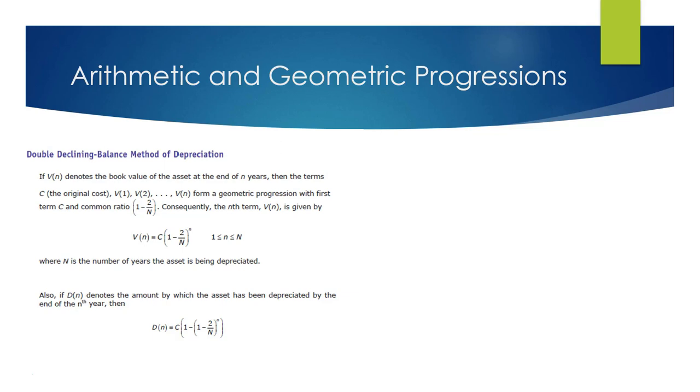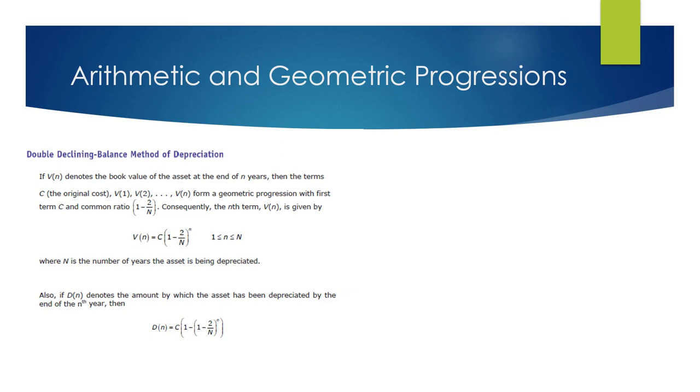So basically the nth term, Vn, is given by this formula. Vn equals C times 1 minus 2 over capital N raised to the n power, where lowercase n is between 1 and capital N. So oftentimes you're going to say we're applying this method for depreciation for X amount of time, and you're going to be looking for the book value at some term between those times.